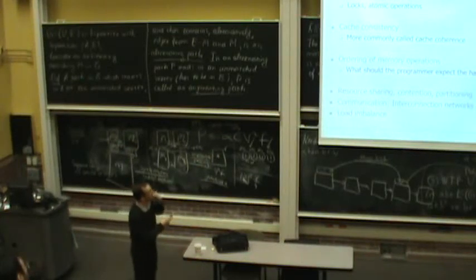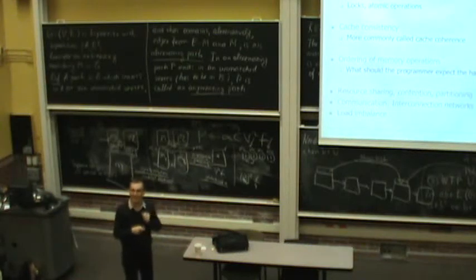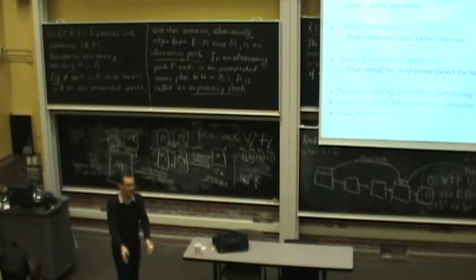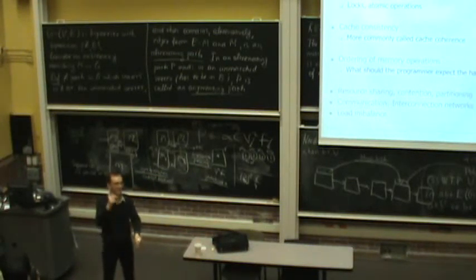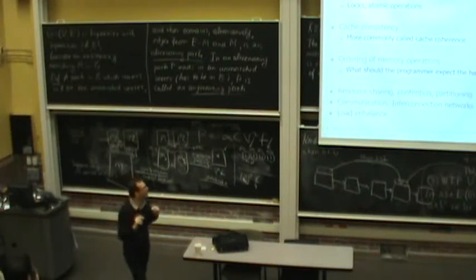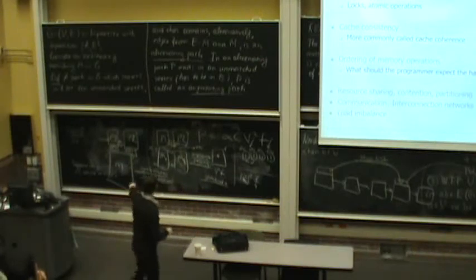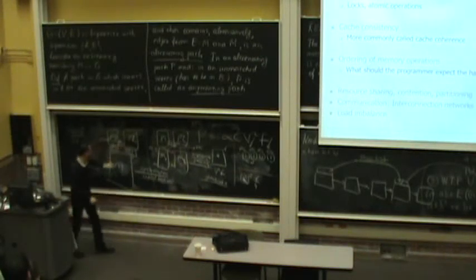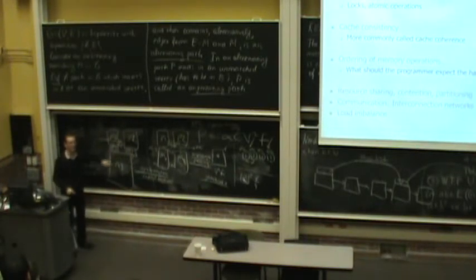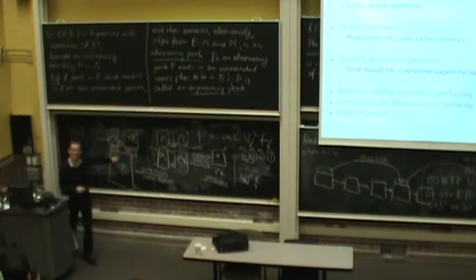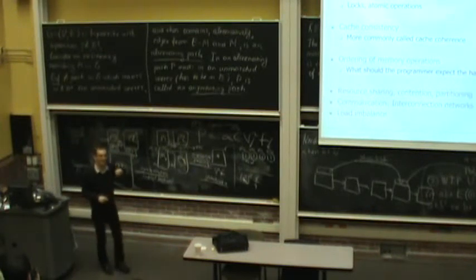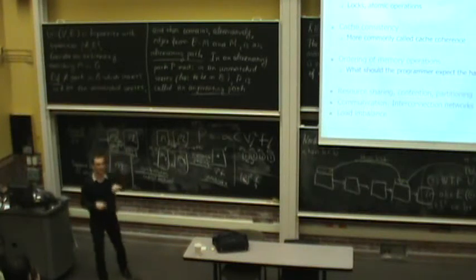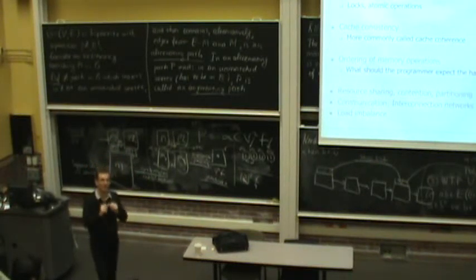Ordering of memory operations is another problem. What should the programmer expect the hardware to provide? Right. With a single thread, if you will, order is sequential order. There's no question about that order. Now, when you have multiple threads operating on shared memory structures, what should the programmer expect in terms of that order? Should the programmer expect the same order across different runs of the program?